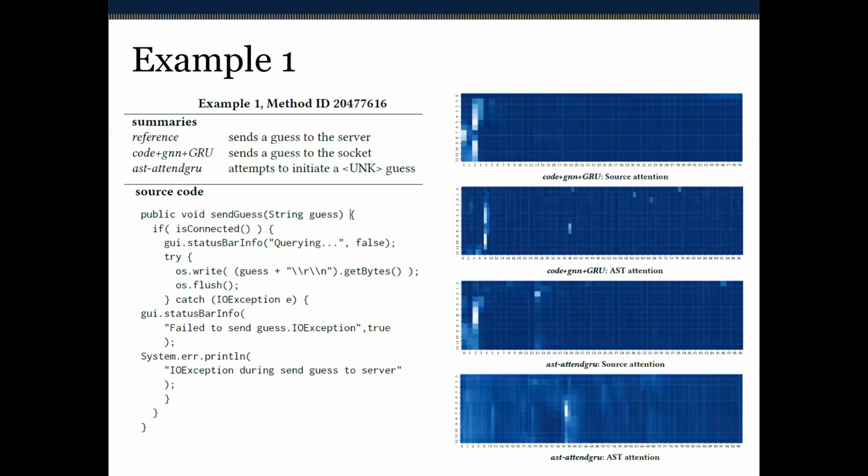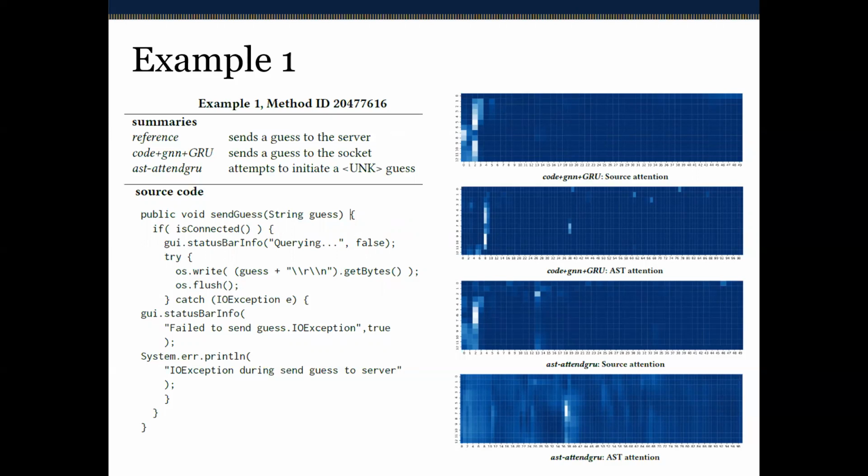Let me briefly go over an example that helps to show how the separate source and AST inputs help the model learn better source code representations. For this example, on the left-hand side, we have the reference and predicted summaries from our CodeGNN-GRU model, as well as a model that uses a flattened AST. Below that is the source code that was used to generate this example. On the right, we have visualizations of the attention mechanisms for both models. The top two are the source code and AST attentions for the CodeGNN-GRU model, and the bottom two are for the AST attend-GRU model.